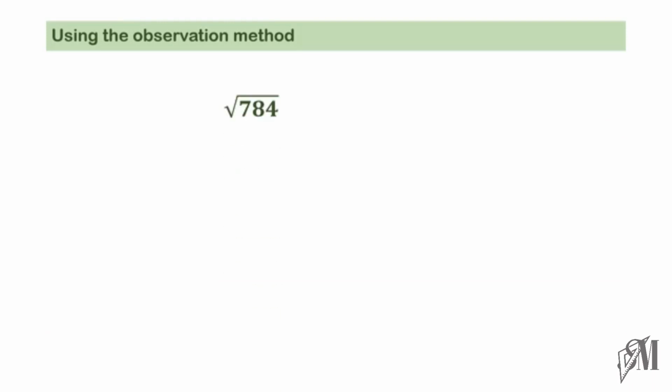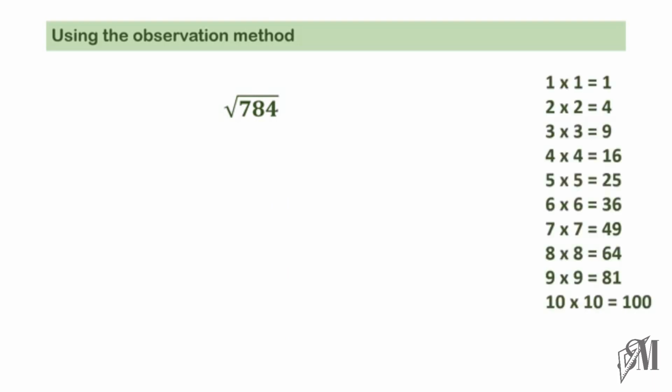Right. This is the question we are given. We are going to find out the square root of 784. First of all, let me write down the first 10 square numbers like this for easy clarification. Now, the first step is you have to see the last digit of the number we are going to find the square root of. It is 4.